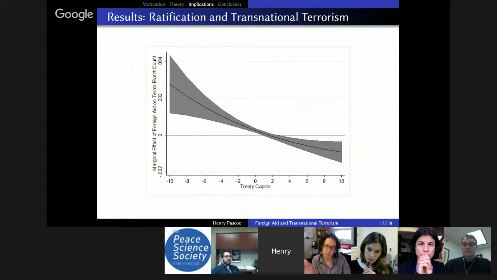And so I think this is good first-cut evidence that these agreements are having a real effect on how effective foreign aid is as a counterterrorism policy.